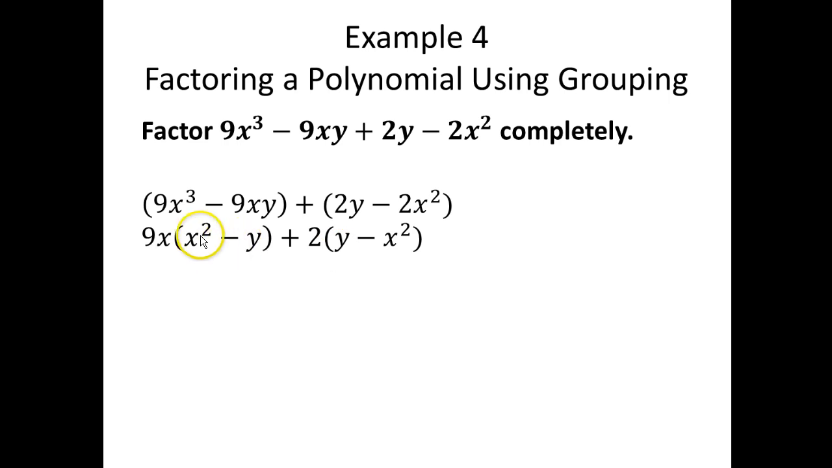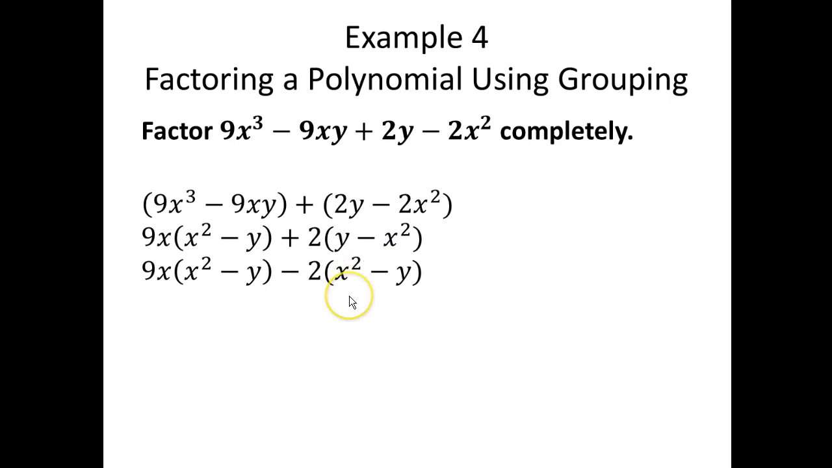So, let's take a look at this. Notice that inside the parentheses I have x squared minus y, and over here I have y minus x squared. If you recall from earlier lessons, these two are called binomial opposites. So if I factor out a negative 1, I can rewrite this as negative 2 times x squared minus y. I want to do that because I want these two factors to look the same so that in the end I can factor them out.